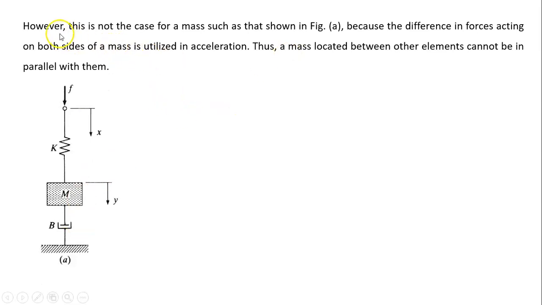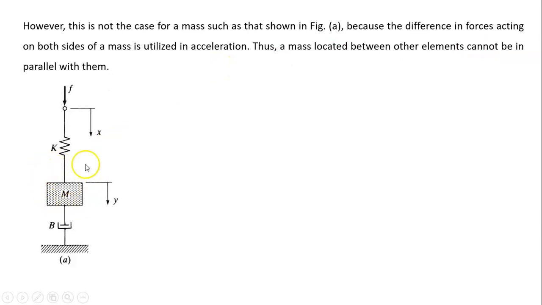This is not the case for mass such as that shown in figure A because the difference in forces acting on both sides of a mass is utilized in acceleration. Thus, a mass located between other elements cannot be parallel with them.